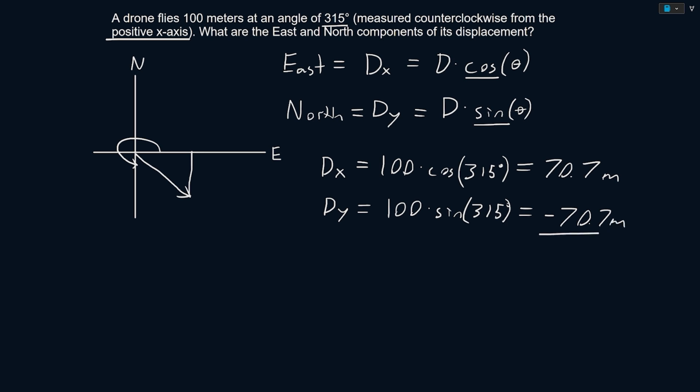Here it makes sense that the north component is negative because it's actually flying south in the negative y direction. So our final answer is that the east component is equal to 70.7 meters, and the north component is equal to a negative 70.7 meters.